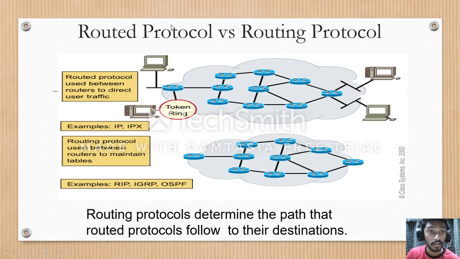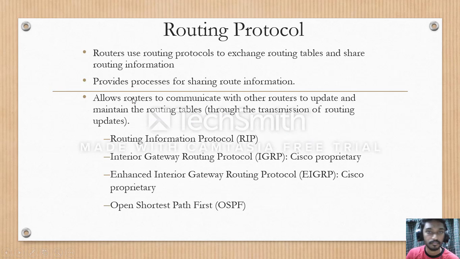The next part of the routing process is routed protocol against routing protocol. Routing protocols are used to determine the path that routed protocols follow to their destinations. Examples of routed protocols are IP and IPX. For routing protocols, the examples are RIP, IGRP, and OSPF. Routing protocols are used between routers to maintain tables, while routed protocols are used between routers to direct user traffic.